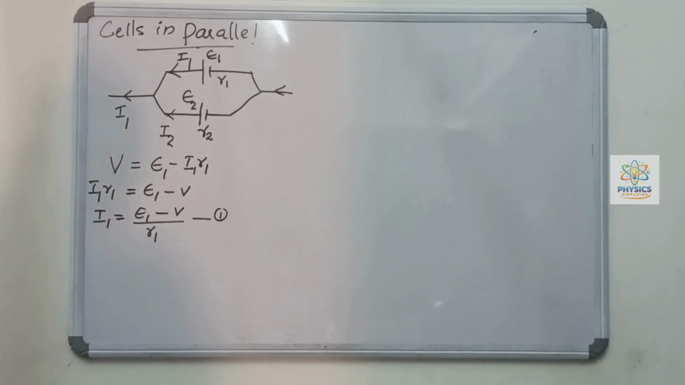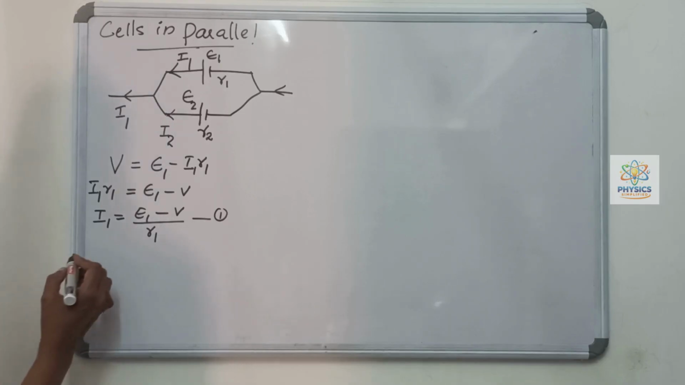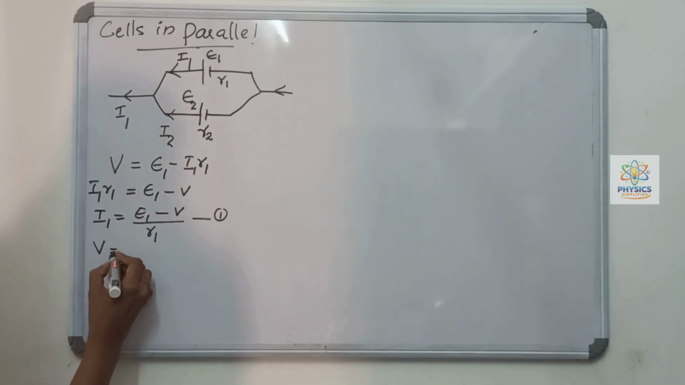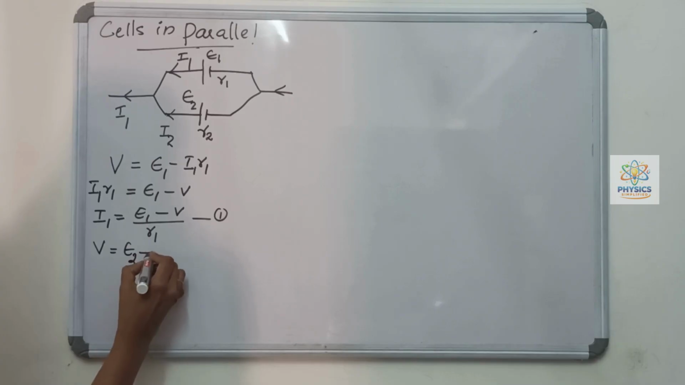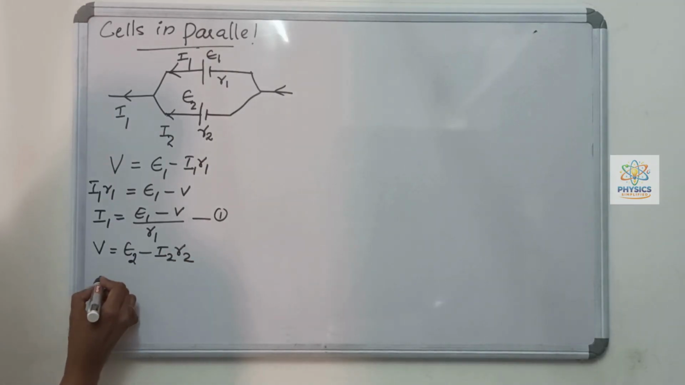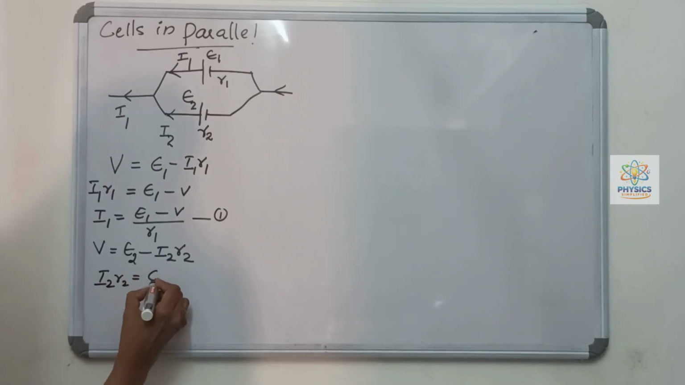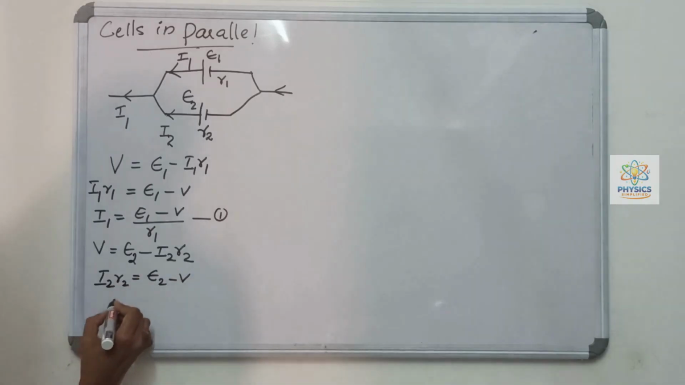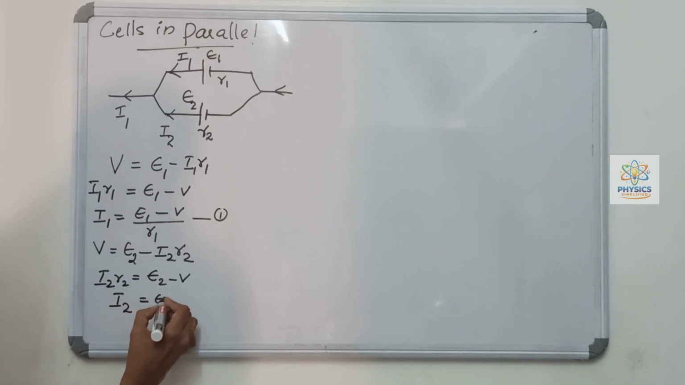Next we have to write the potential difference across the terminals of the second cell. That is V is equal to E2 minus I2 into R2. Then we can write I2 R2 is equal to E2 minus V. Then we can write I2 is equal to (E2 minus V) by R2.